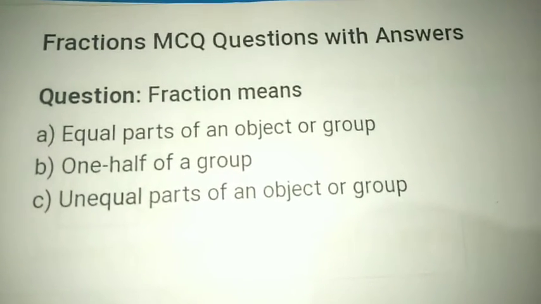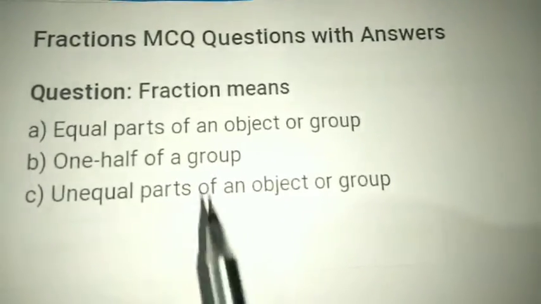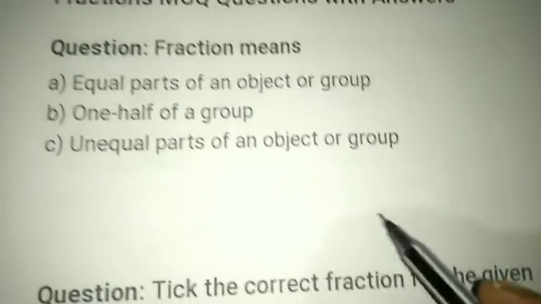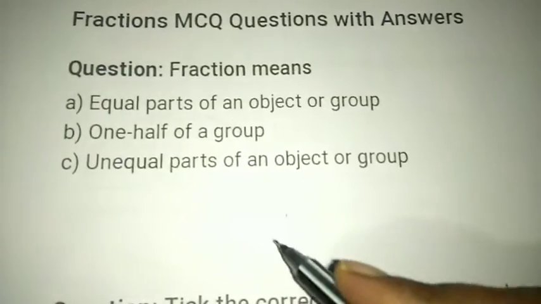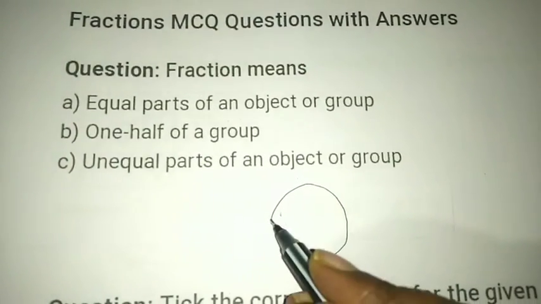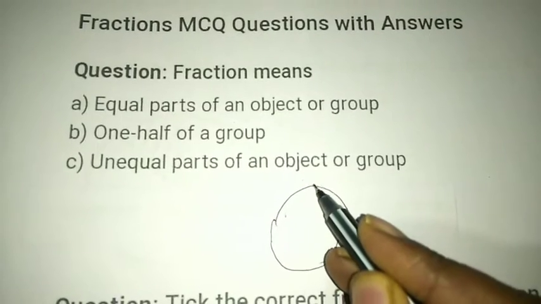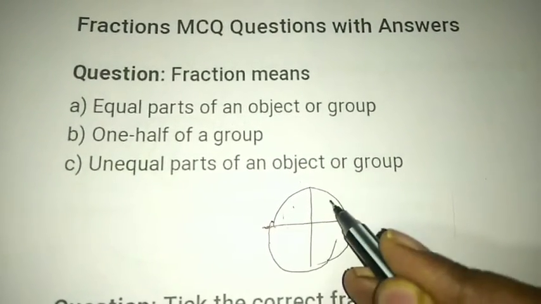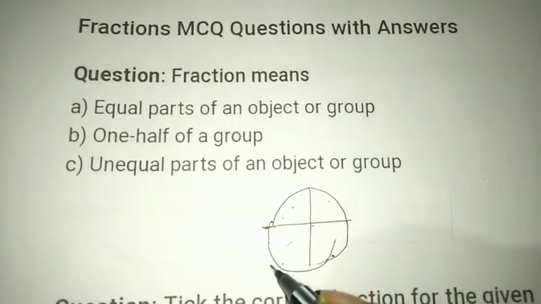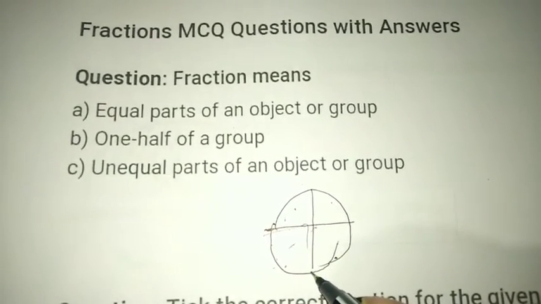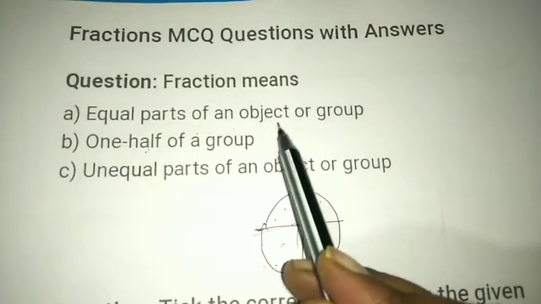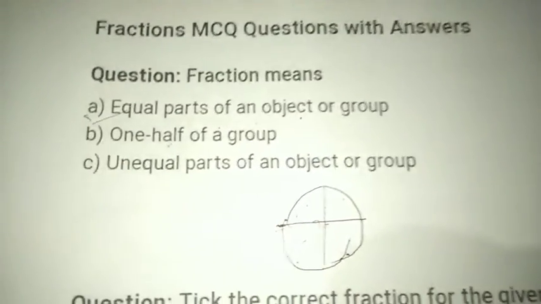So the very first question is: what is the meaning of fraction? We know fraction means a part of a whole. That means if a whole is divided into four equal parts, each part is called its fraction. So our answer is equal parts of an object or group.